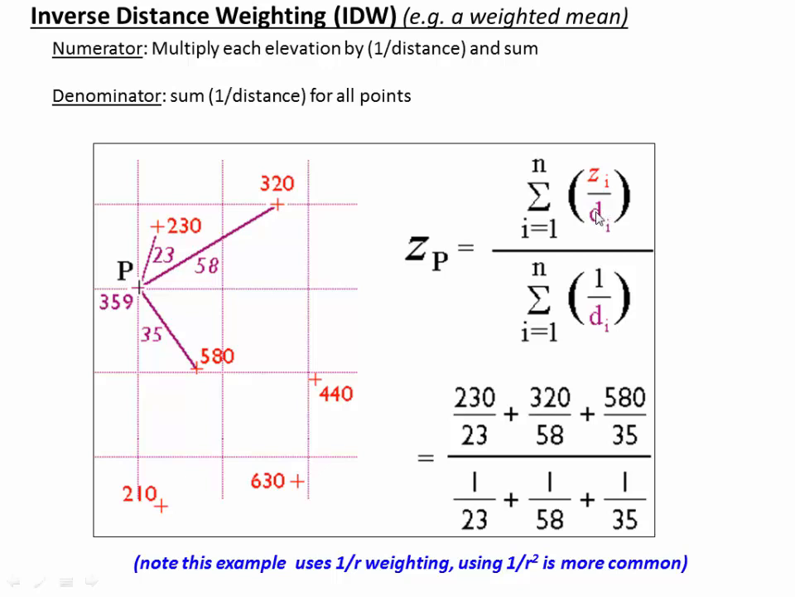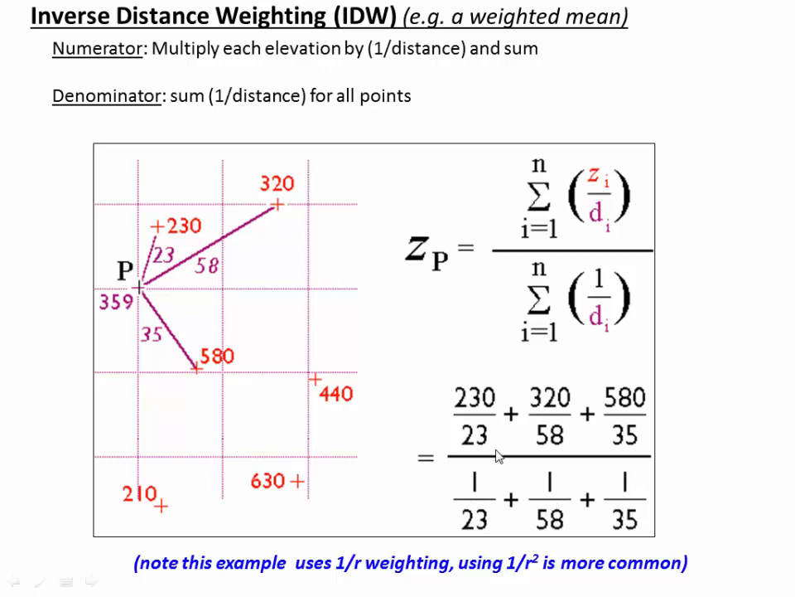So what does that mean? It means that if you were further away, if D was bigger, then you're going to be multiplying Z by a smaller number, and you're going to get weighted less. And then we're going to divide all of those by the sum of 1 over D, okay? So in this example, we'd have 230 over 23 plus 320 over 58 plus 580 over 35. We'd sum those on the top, and then we divide them by the sum of 1 over each distance.